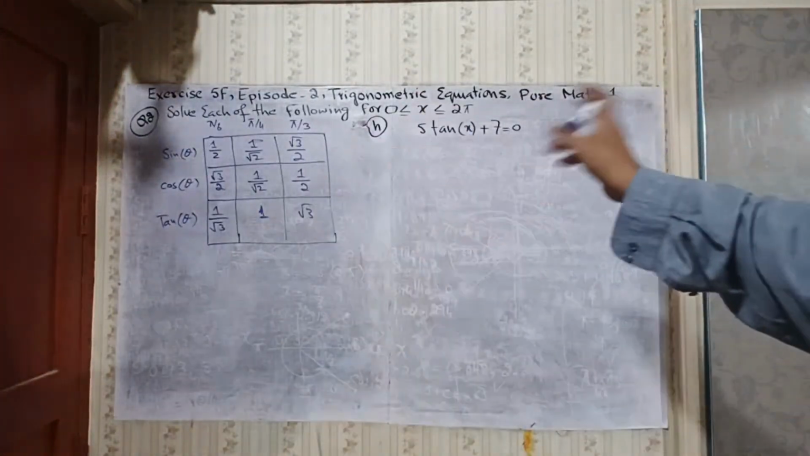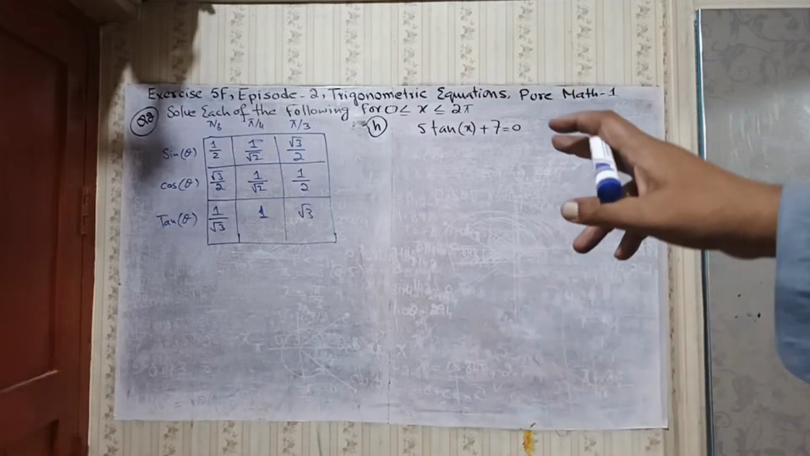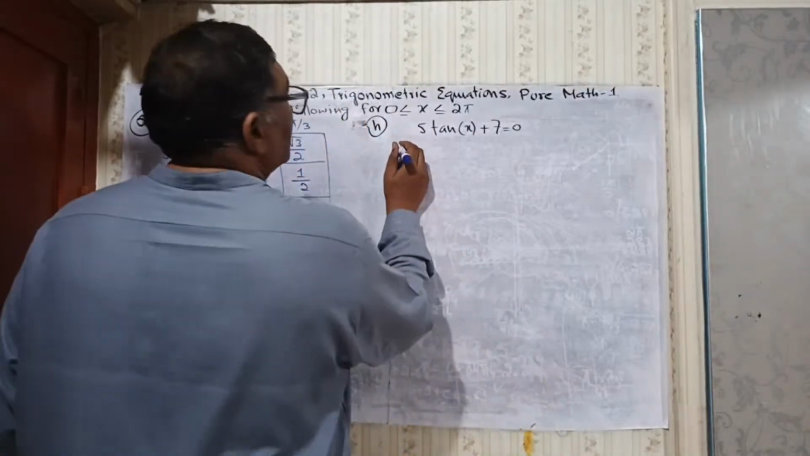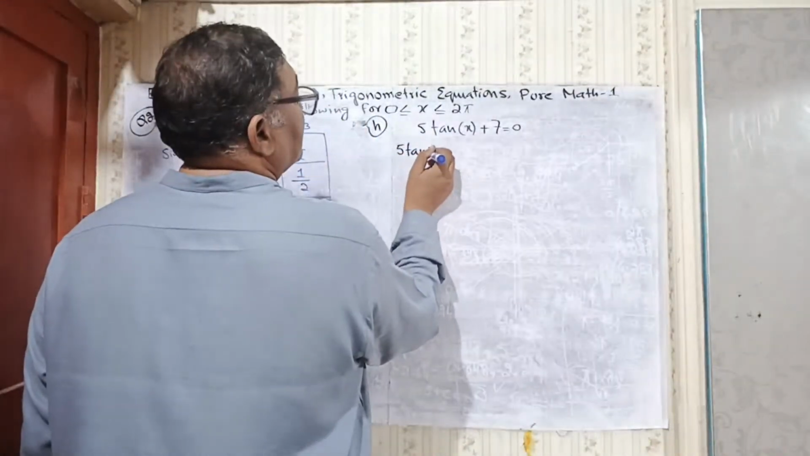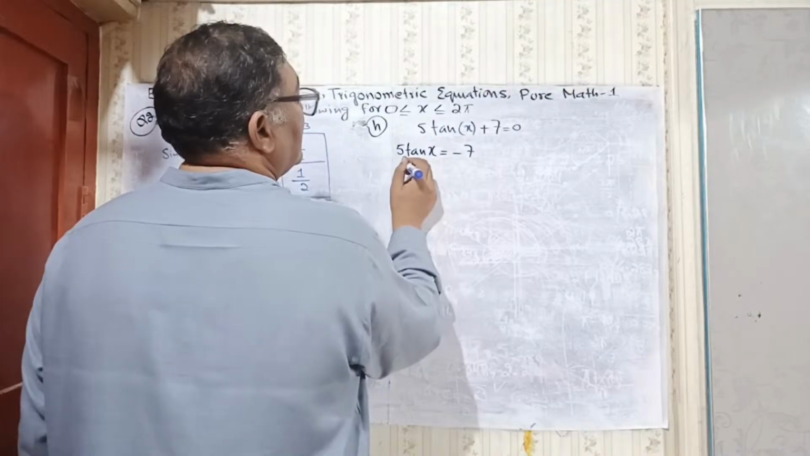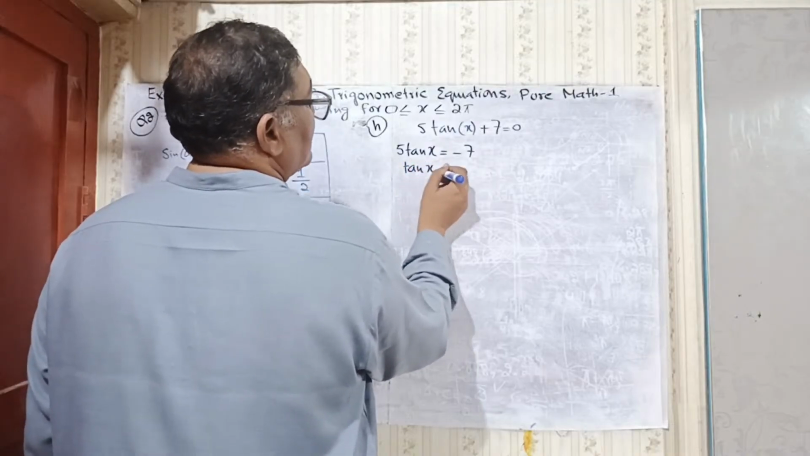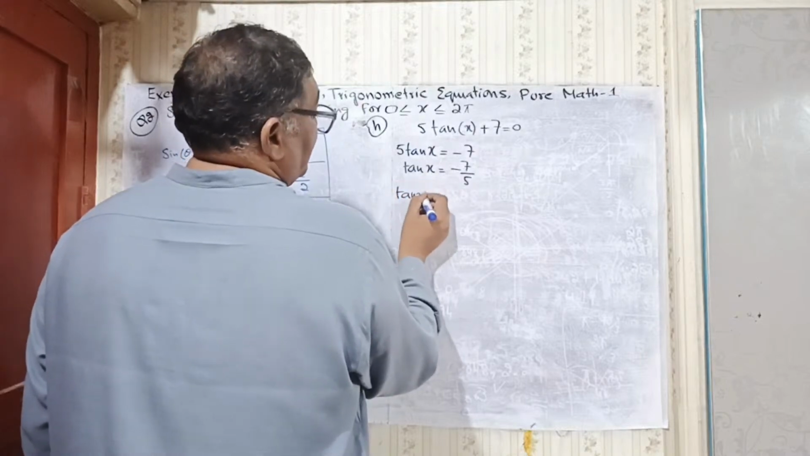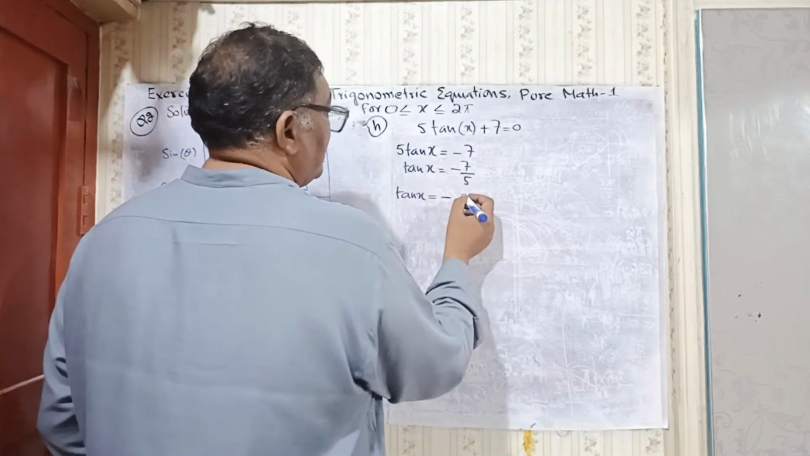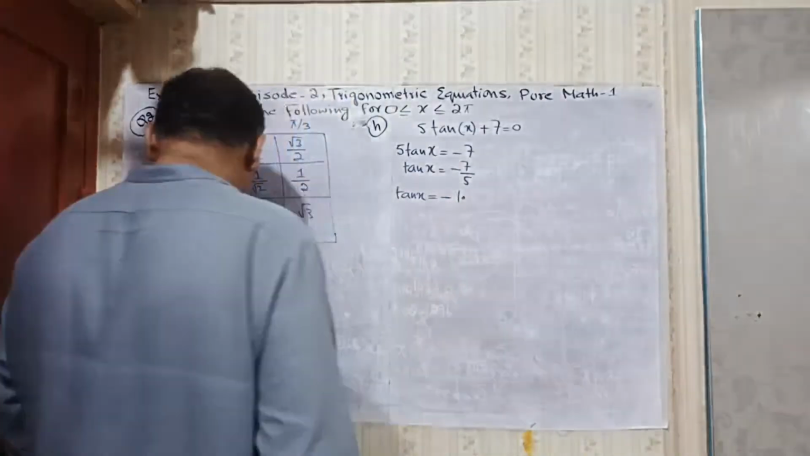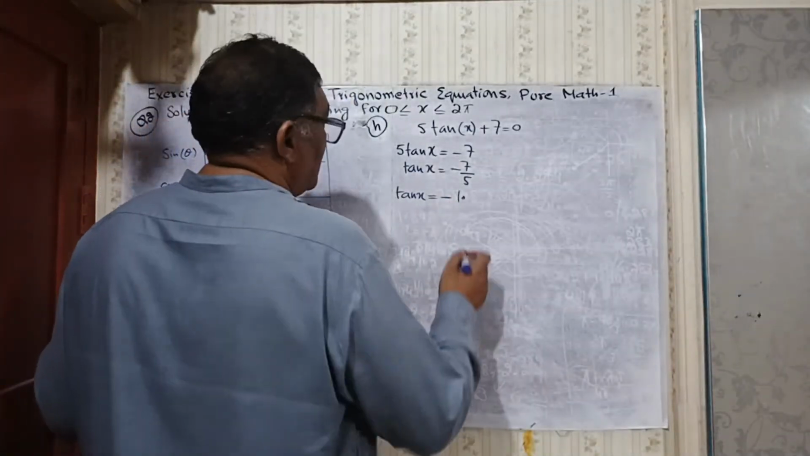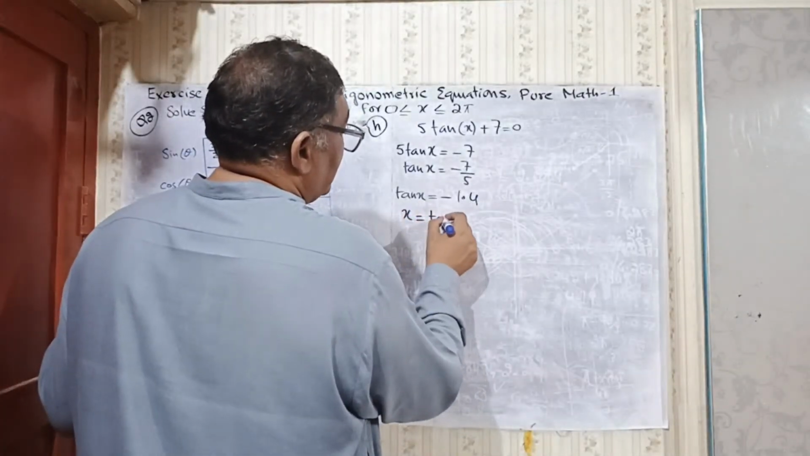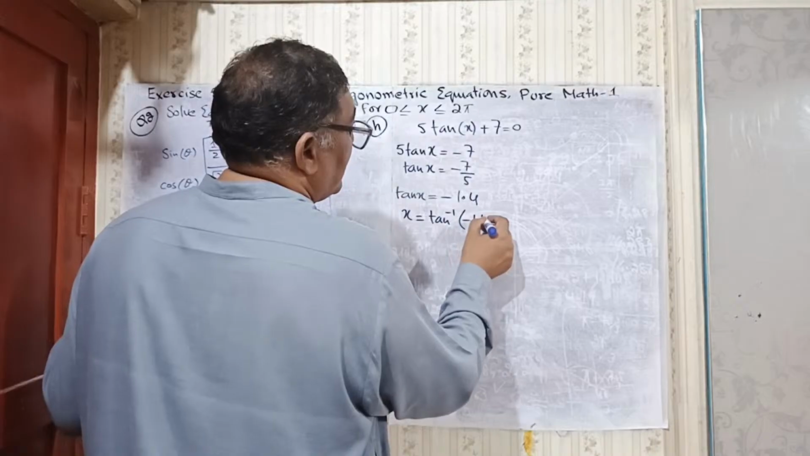So I will first of all take that 7 to the other side, and let's see what happens. So it's 5 tan of the x is equal to minus 7. So the tan of the x will be equal to minus 7 divided by 5, which will be minus 1.4. So x will be equal to the tan inverse of minus 1.4.